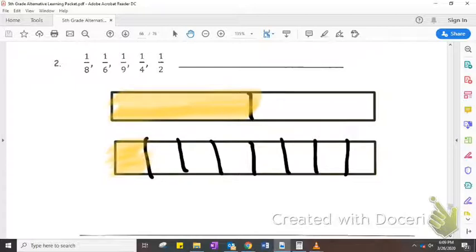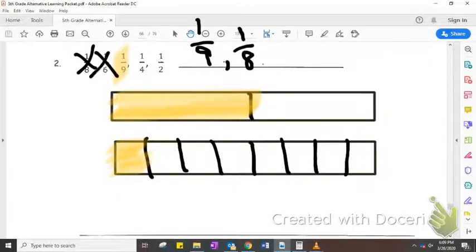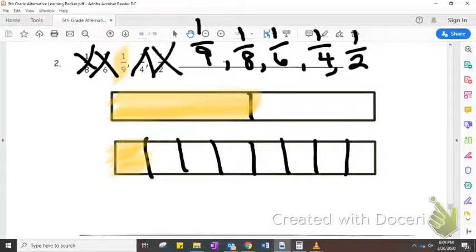Okay, think about it. Would you rather have half of a pizza or 1/8 of a pizza? Well, if you're hungry, you want the bigger piece, 1/2 of it. Okay, I think they asked us to order these from least to greatest. That's going to make 1/9 the least, followed by 1/8, followed by 1/6, 1/4, and 1/2.